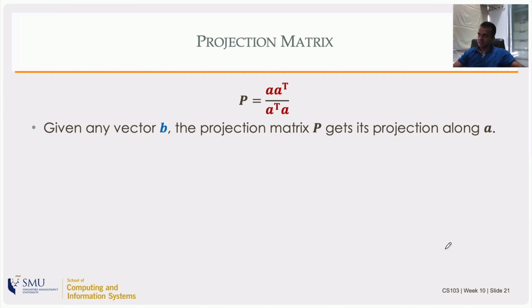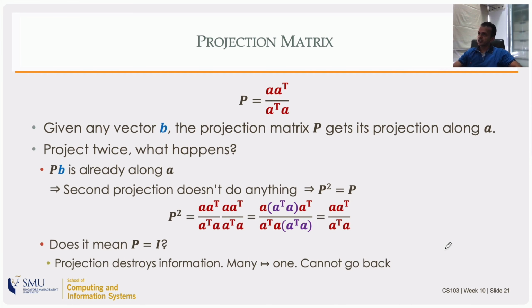So given any vector b, a blue vector, the projection is already along a. But if I do it twice, if I project the projection, what will happen? The projection is already along a. If I project it again, since it's already along a, it's not going to change. What that means is that if I apply the projection operator twice on a vector, it is the same as applying it once.